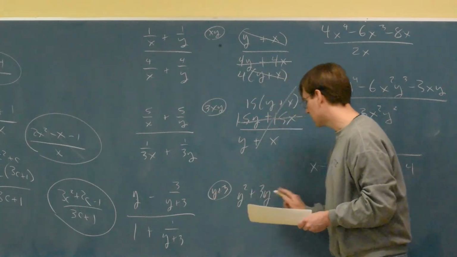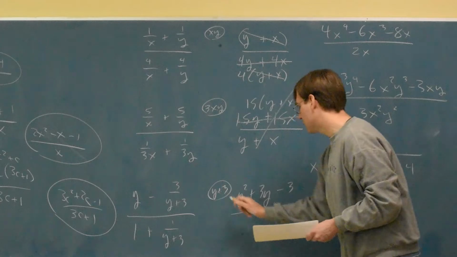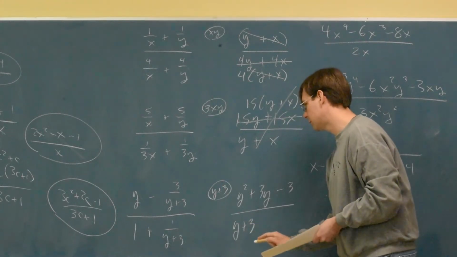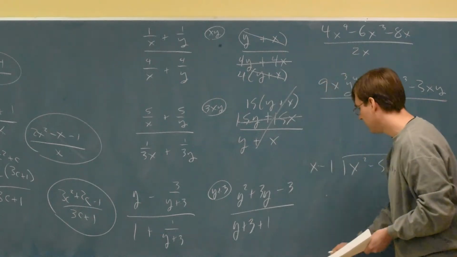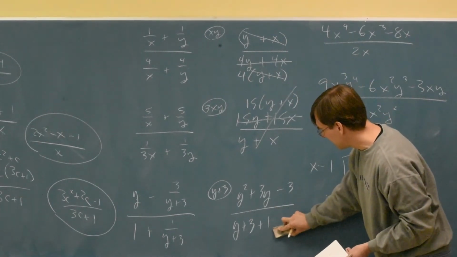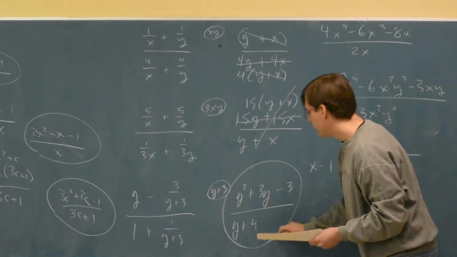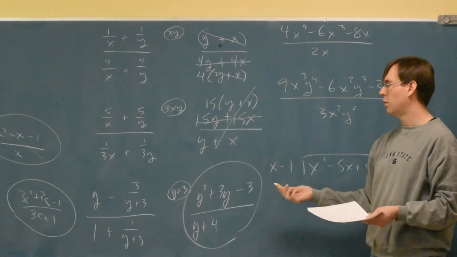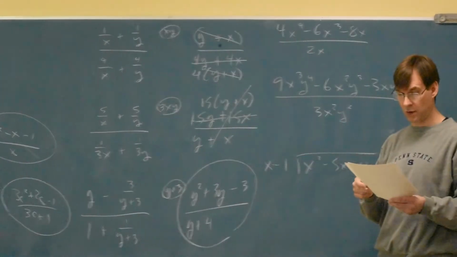Perfect cancel here, just leaves a 3. 1 times this is y plus 3. This cancels and leaves us a 1. The only thing you can really do to clean that up, 3 and 1 makes 4. If we could have factored the top, we would have, but we couldn't, so we don't. And that's the other half of 8/6. So there's 2 halves of 8/6.